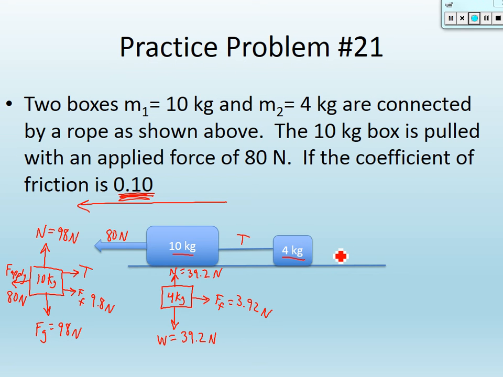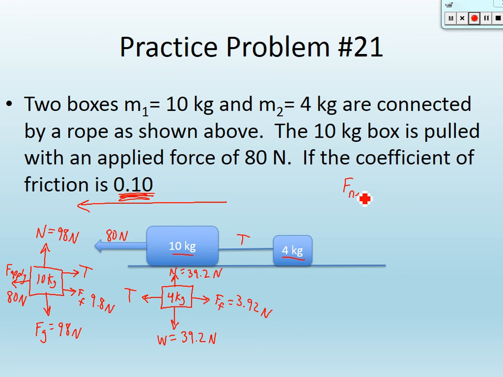Are there any other forces pointing to the right on this block? No, there's not, is there? What's making that block go to the left? Tension. Is there anything else? No, that's it. Okay, so there's our 2 free body diagrams. Now we're going to use Newton's second law to figure out the acceleration of this system.